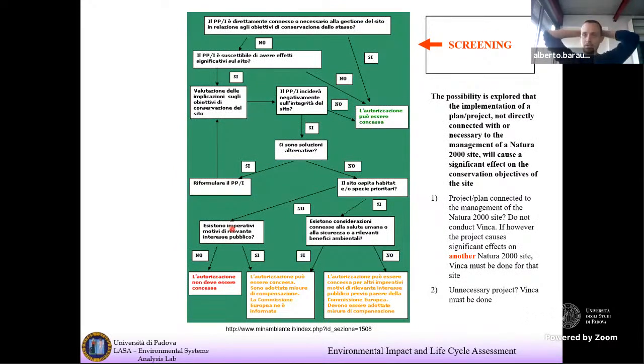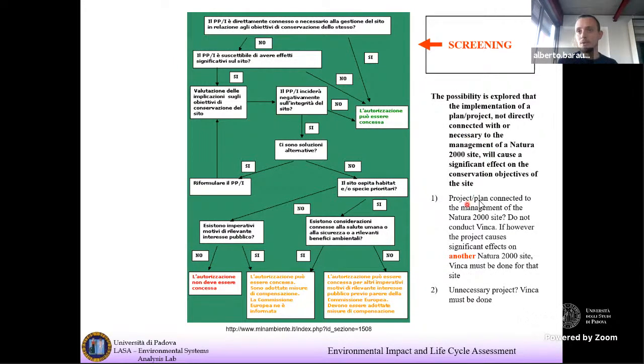So in the screening phase, by the very meaning of the word, what you do is explore the possibility that the implementation of your plan or project will cause a significant effect on the conservation objective of the site, if they are not directly connected or not necessary to the management of the Natura 2000 site.